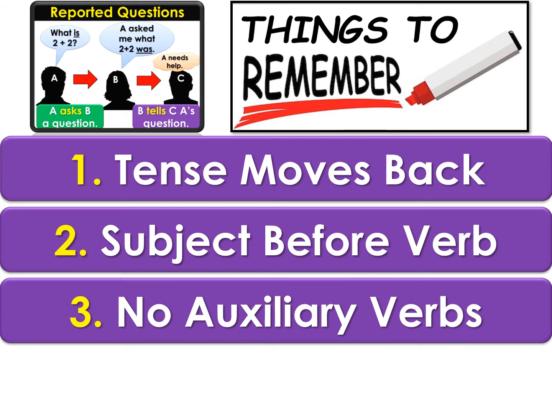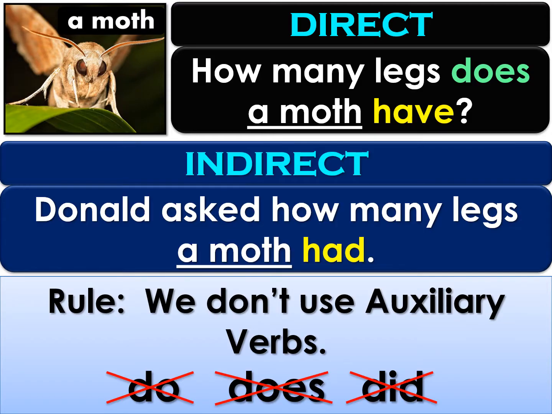Here's another thing to remember, no auxiliary verbs. So in the indirect question, you're not going to use do, does, or did. So a question like, how many legs does a moth have? Donald asked how many legs a moth had. We don't need does, do, or did. Those are auxiliary verbs, and we don't use them in the indirect question. But you still have to move the verb back, so have turns into had, and then the subject actually stays in the right spot here. So how many legs does a moth have? Donald asked how many legs a moth had. So no auxiliary verbs.